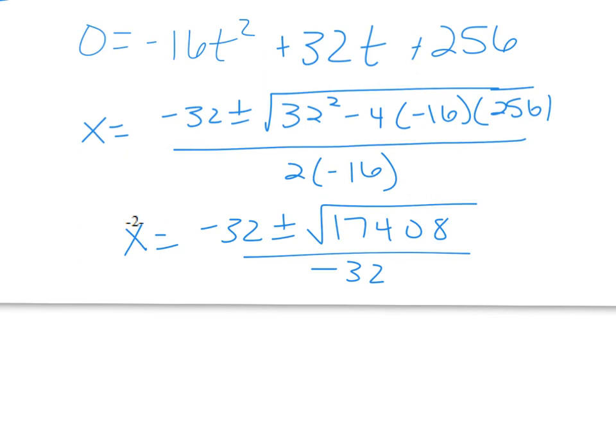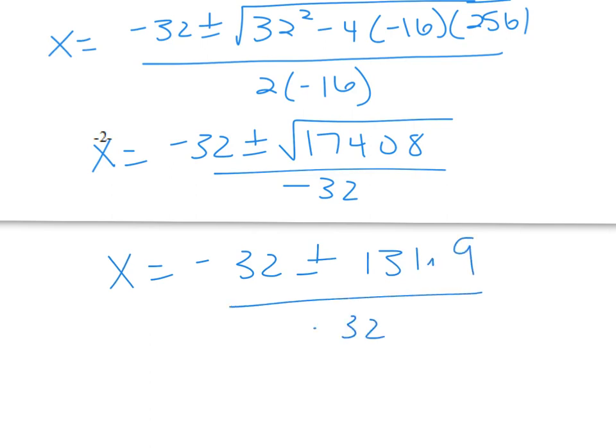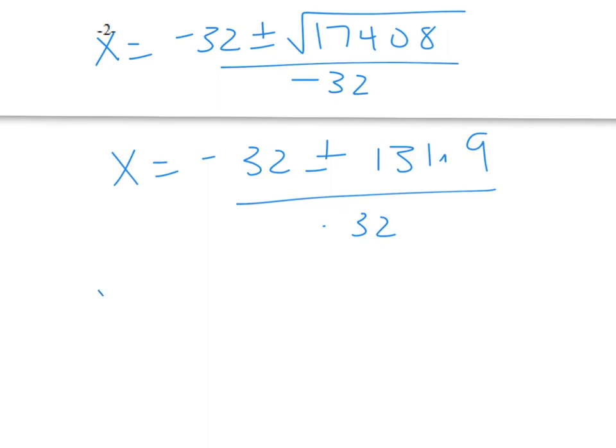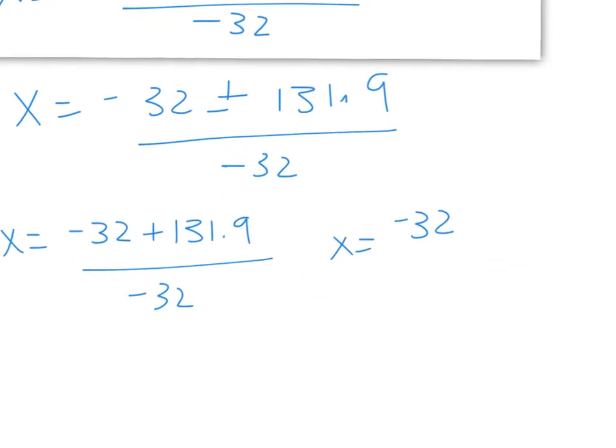Now, like I said, for that 17,408, I am not breaking that down. I'm just going to come up with an answer there. I get negative 32 plus or minus, and I got 131.9 divided by negative 32. Okay, now let's go ahead and break that up. So we get negative 32 plus 131.9 divided by negative 32. And we have negative 32 minus 131.9 divided by negative 32.